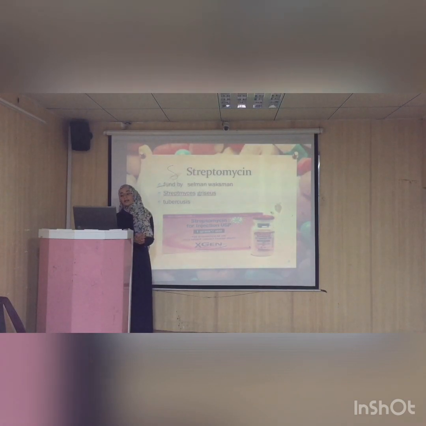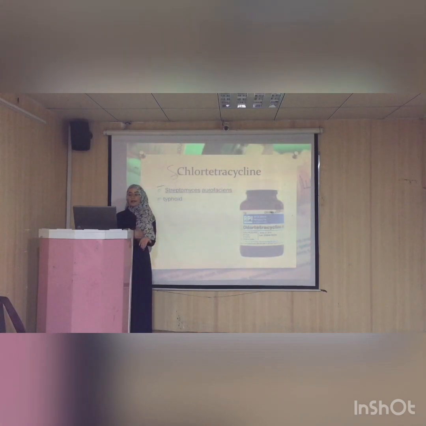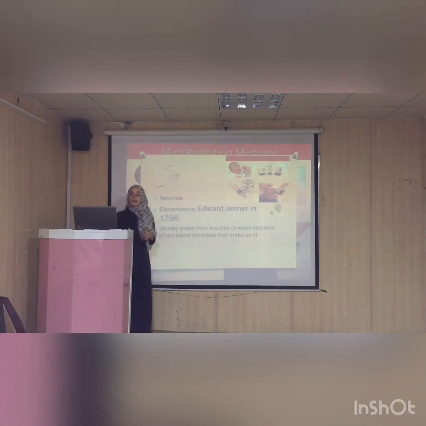Streptomycin was also found by Selman Waksman. It is produced from Streptomyces griseus and another one of the bacteria. Chlortetracycline is also produced by Streptomyces aureofaciens. Of course, that's the most important medicine. And erythromycin is produced by Saccharopolyspora erythraea. Vaccines were discovered by Edward Jenner in 1796. They are usually made of those microbes that cause disease, those things that make us ill.